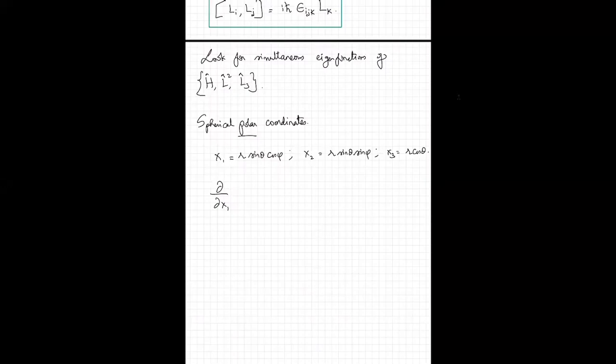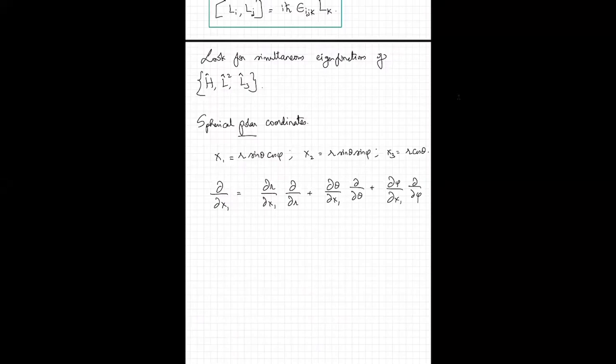In general, we have to be able to understand how these changes occur. So the way you calculate it is by applying the chain rule of differentiation. So d/dx1 would be equal to dr/dx1 times d/dr plus dtheta/dx1 times d/dtheta plus dphi/dx1 times d/dphi. The first part tells you how much x1 changes because of a change in r. The second part tells you how much x1 changes because of a change in theta. The third part for phi.